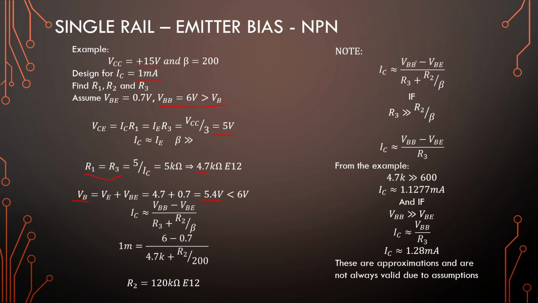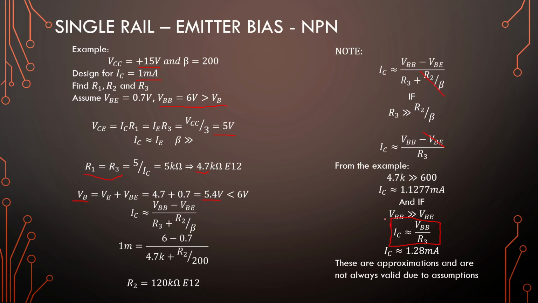Right. So let's take some notes on our equation of VBB and VBE here. If resistor 3 is much larger than R2 over beta, this term is much smaller than this, we can throw it away. And if VBE is much smaller than VBB, we can also throw that away. And our equation will reduce to VBB over R3.